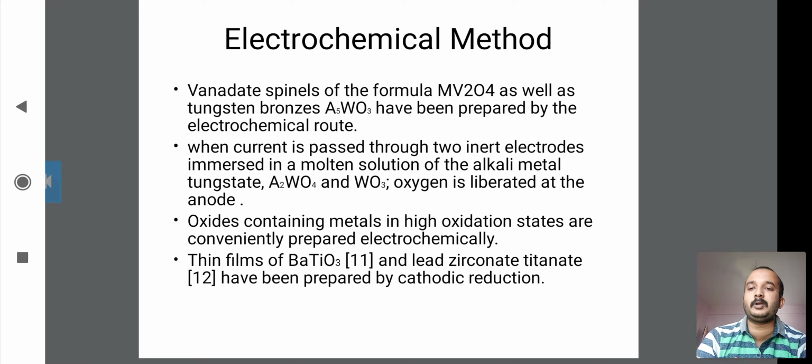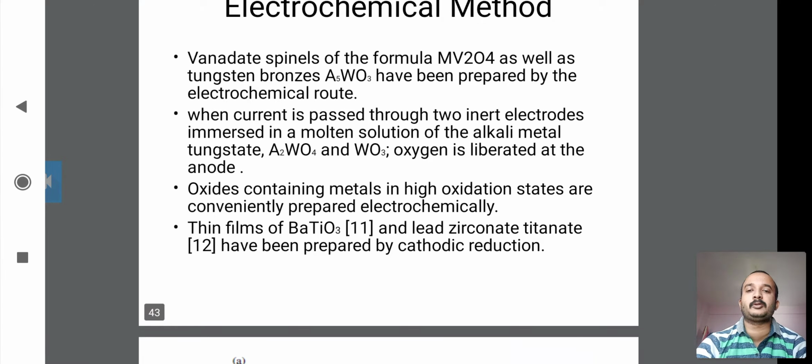Next, thin films of BaTiO3 and lead zirconate titanate have been prepared by cathodic reduction. That means thin films such as BaTiO3 and lead zirconate titanate are prepared by this cathodic reduction.